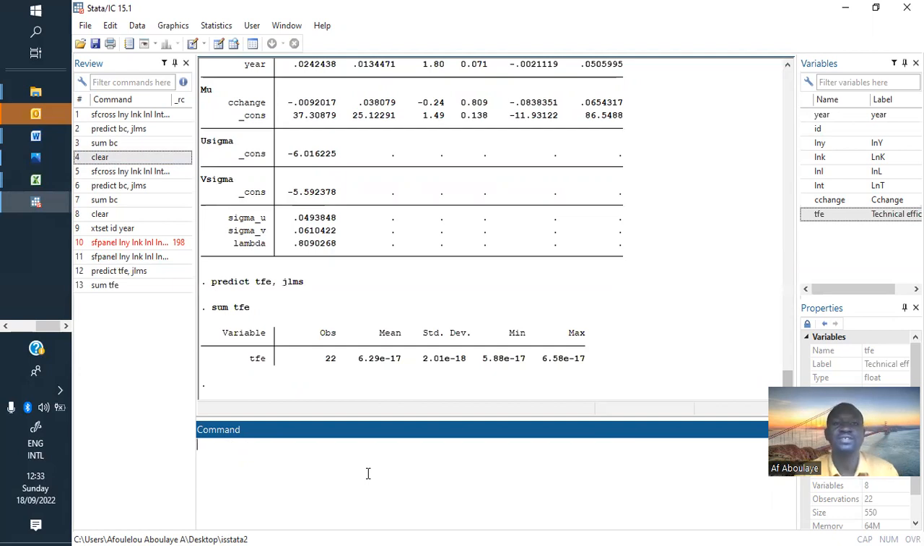Now, this one is just a farm from 1997 up to 2018. Can you see that? All those scores are very small, tiny, exponent minus 17 and so on, not close to 1. Along the time, the farm was not technically efficient. It was technically inefficient, since those scores are very close to 0.